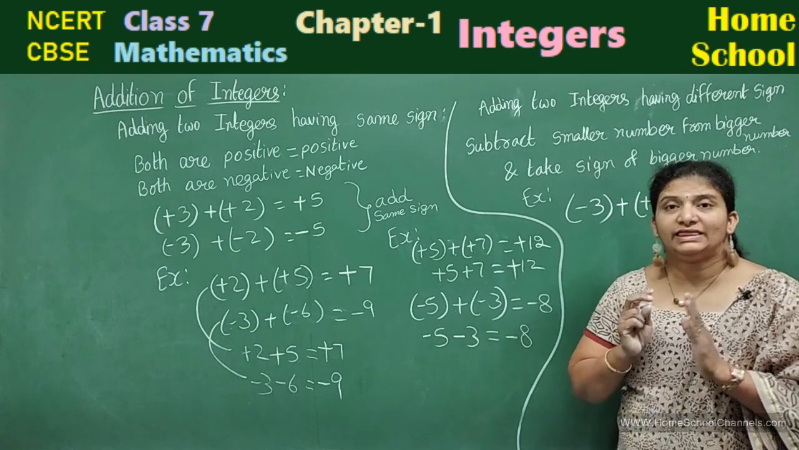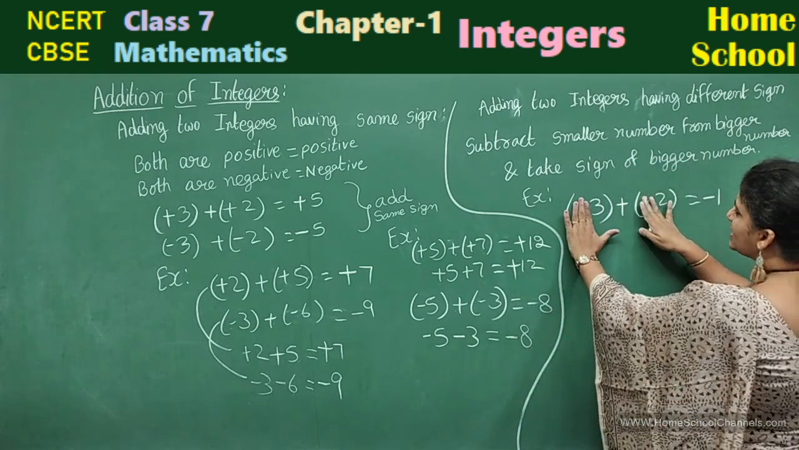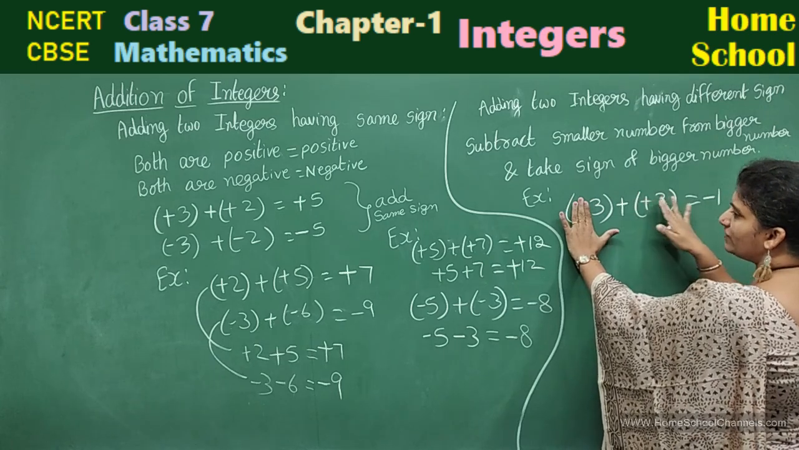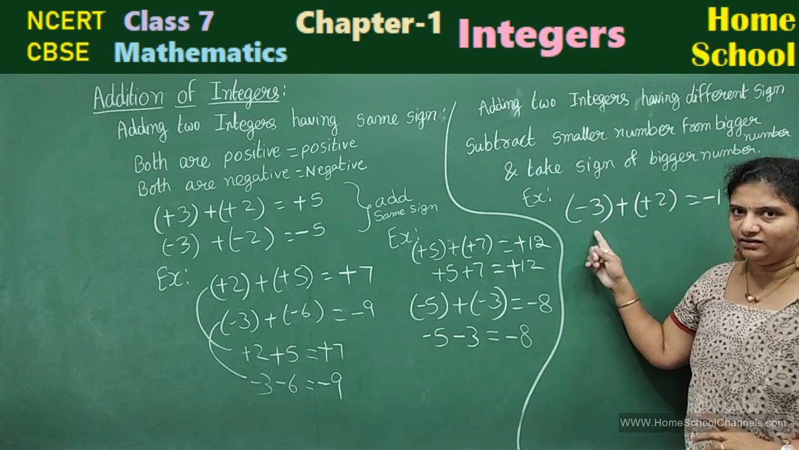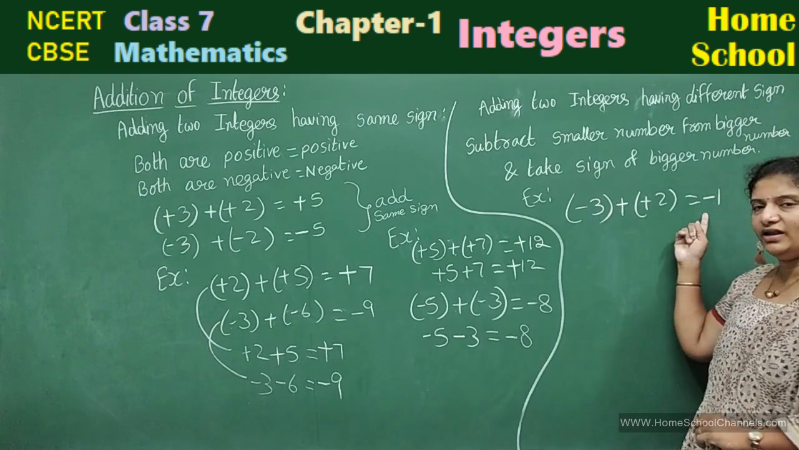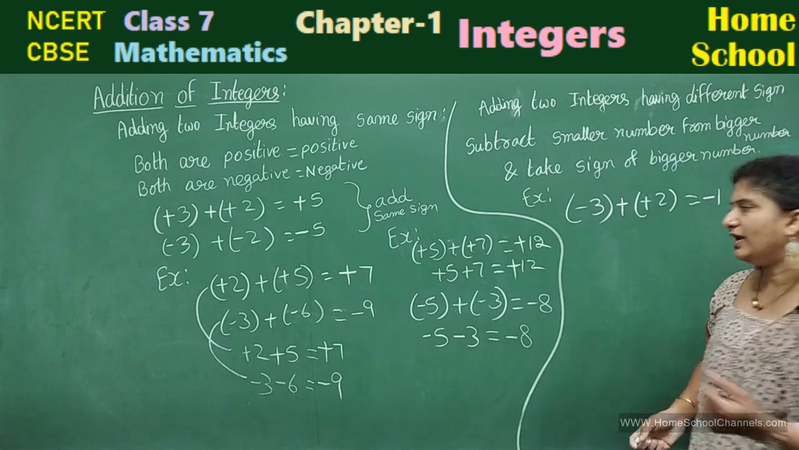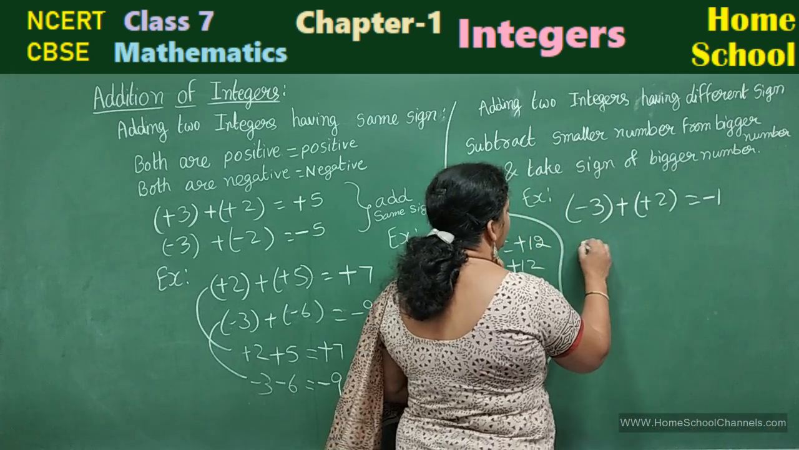Okay? So without a sign you should see that. Without sign, see only number 3 and 2, which is greater? 3 is greater. So this bigger number having a negative sign. So write here negative sign and subtract. Right? So let me take one more example.